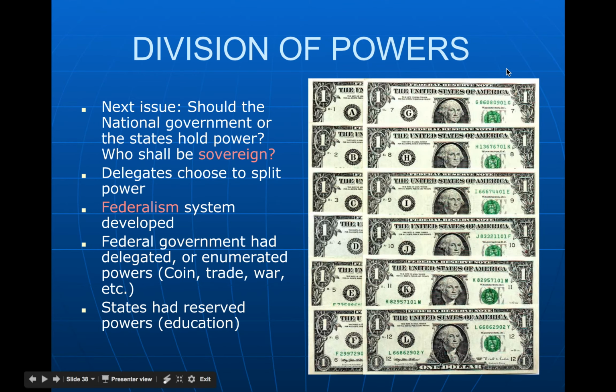The next issue was whether the national government or the states should hold more power. The delegates chose to split the power between the national government and the state governments. The federalism system was developed. The federal government had delegated or enumerated powers like coining money, trade, and declaring war, and the states had reserved powers like the educational systems.